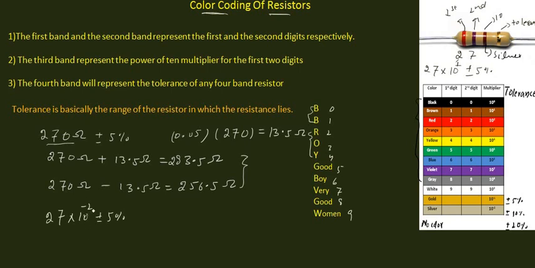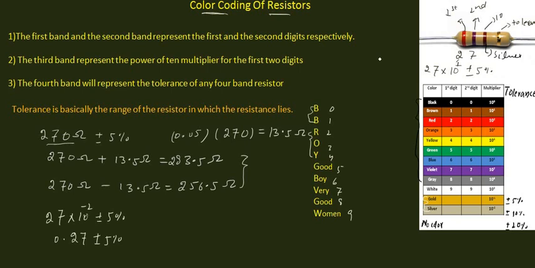So the value of this resistor will be 0.27 plus minus 5%. So if you want a value less than 10 ohms, then we need to insert a gold or a silver color as a third band.